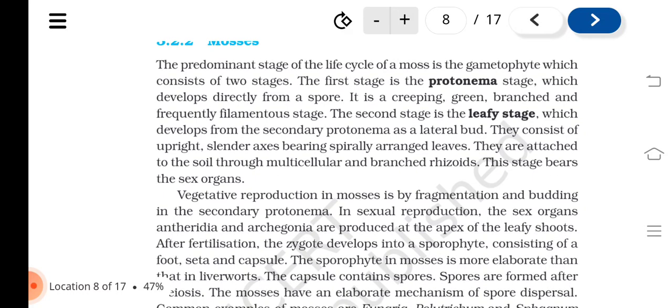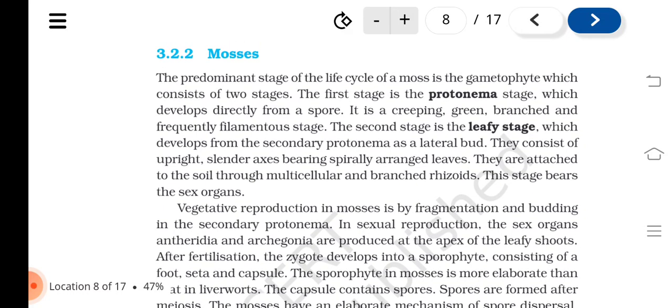Mosses. The predominant stage of the life cycle of a moss is the gametophyte, which consists of two stages. The first stage is the protonema stage, which develops directly from a spore. It is a creeping, green, branched and frequently filamentous stage. The second stage is the leafy stage, which develops from the secondary protonema as a lateral bud. They consist of upright, slender axis bearing spirally arranged leaves. They are attached to the soil through multicellular and branched rhizoids. This stage bears the sex organs.